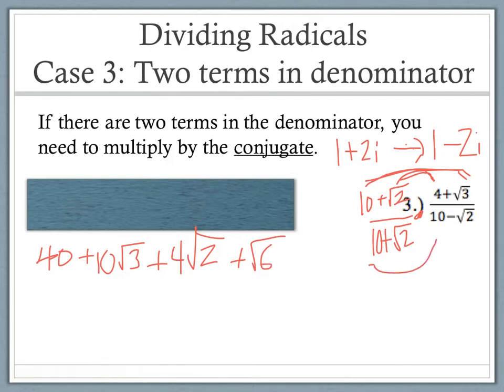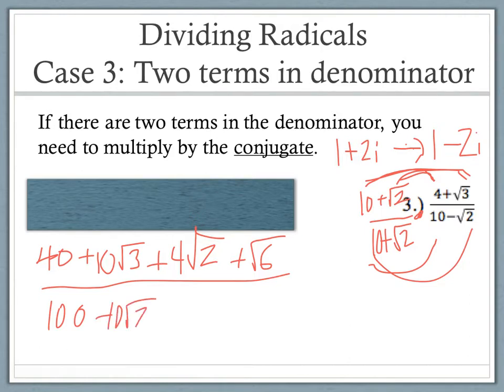Okay. Now we're going to do the same concept on the bottom. I'm going to have 10 times 10, which is 100 on the denominator. Then I'm going to do 10 times negative square root of 2, which is going to be minus 10 square root 2. Now I'm going to do this positive square root of 2 times 10, which is positive 10 square root 2. And then the square root of 2 times negative square root of 2, which is negative square root of 4.